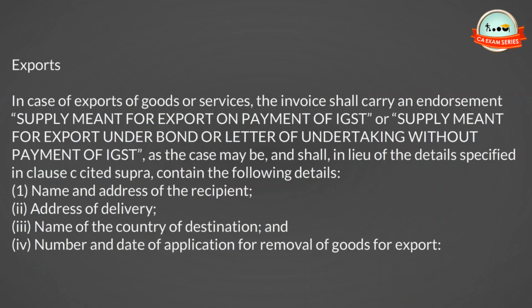Exports. In case of exports of goods or services, the invoice shall carry an endorsement: supply meant for export on payment of IGST, or supply meant for export under bond or letter of undertaking without payment of IGST, as the case may be, and shall, in lieu of the details specified in Clause C cited supra, contain the following details: 1. Name and address of the recipient. 2. Address of delivery. 3. Name of the country of destination, and 4. Number and date of application for removal of goods for export.